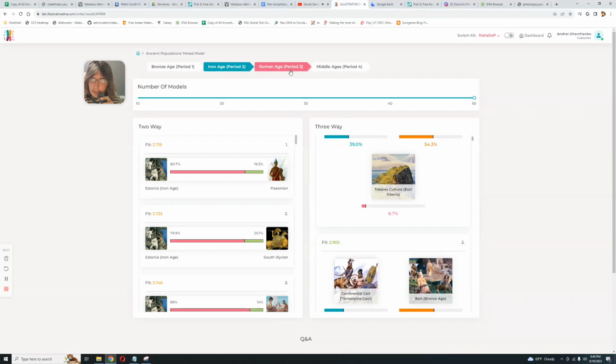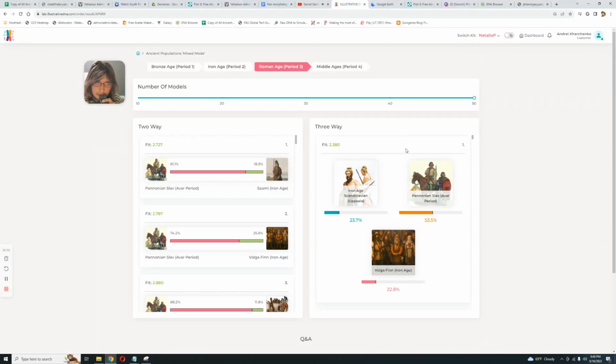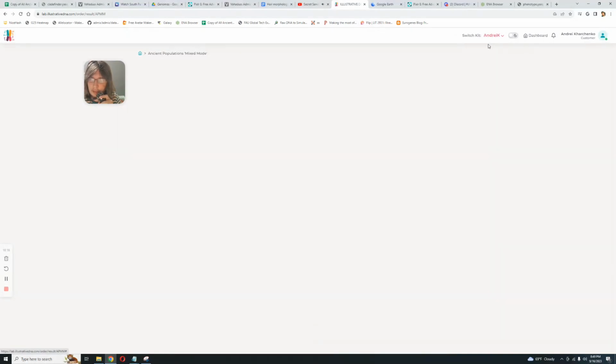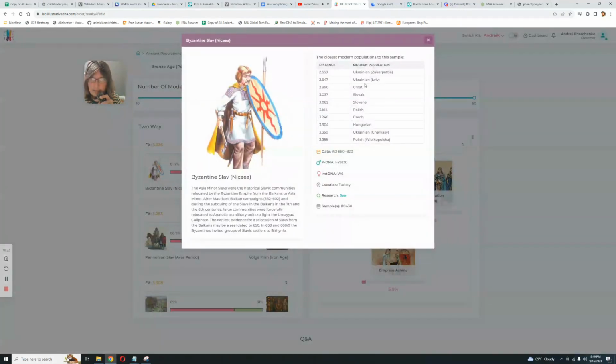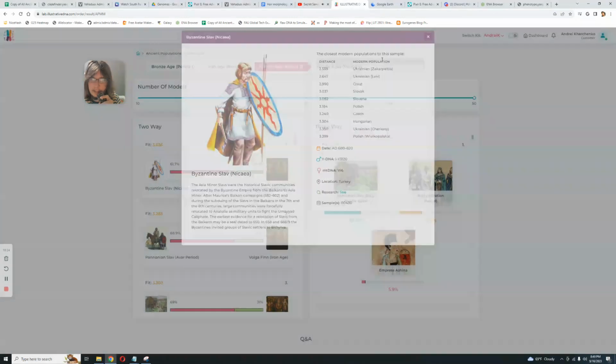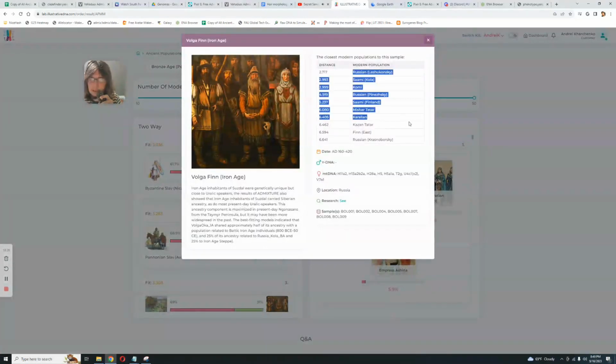Now, let's move on to the real fun things. Let's move on to the Roman Age, because that's what we all care about. With the Roman Age, my mom is getting modeled as a mixture of Pannonian Slav plus Sami, and my mom, well, I'm going to talk about this later. I'm going to discuss her and my ancestry a little bit later. I'm getting modeled as a mixture of Byzantine Slav plus Volga Fin, and Byzantine Slav is basically Ukrainian Zakarpattia. Volga Fin is basically Komi.